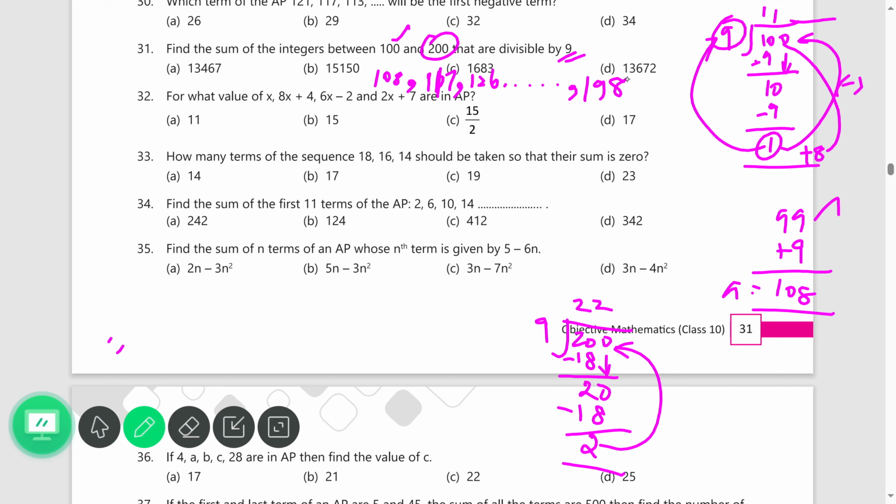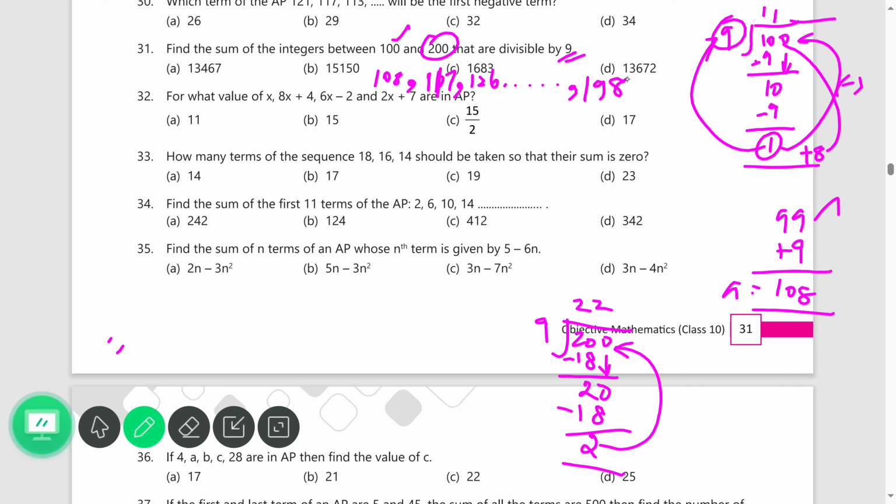You must find the n value first. The n value is 11, it seems. Then you have to find S11, and you will get the answer. How will you get the n value? This is an, so 198 equals the A value 108 plus n minus 1 into the D value 9.